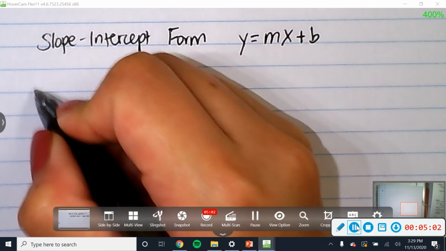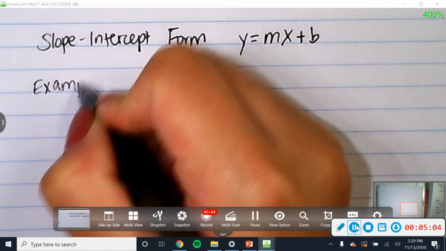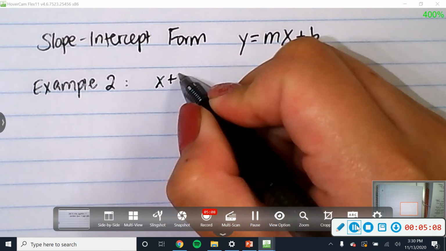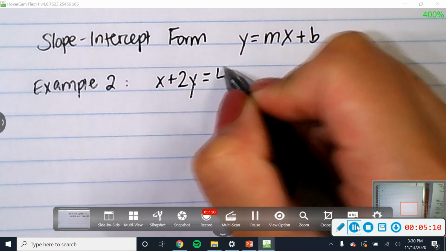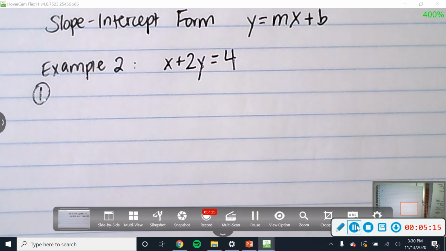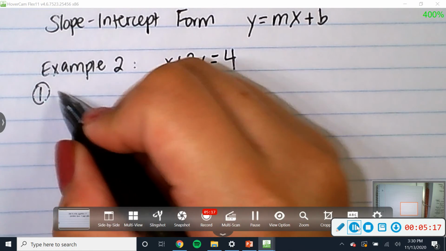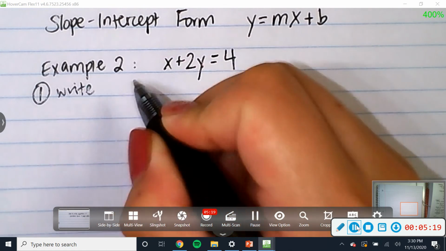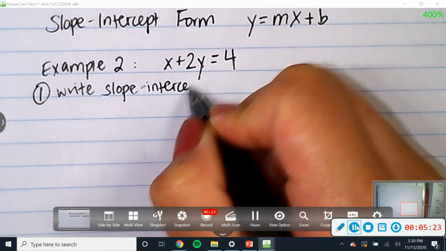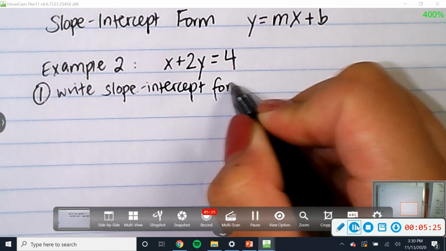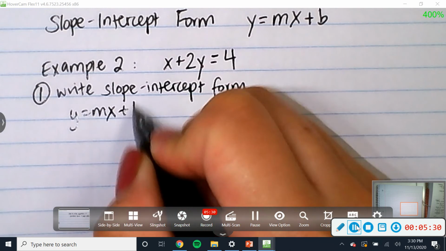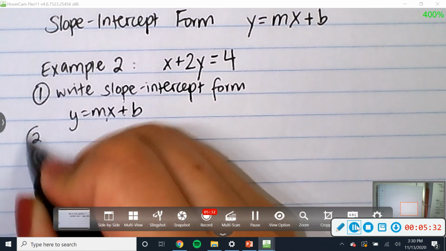So my example here, example number 2, is x plus 2y equals 4. I'm going to start out the same way as I did with the other problem. So I want to write down my slope-intercept formula. So write down the slope-intercept form. It is y equals mx plus b. Make sure you write that down before you start solving.